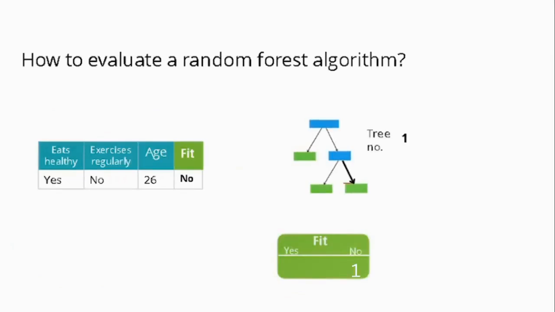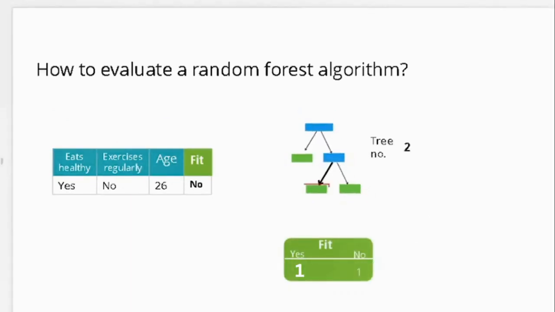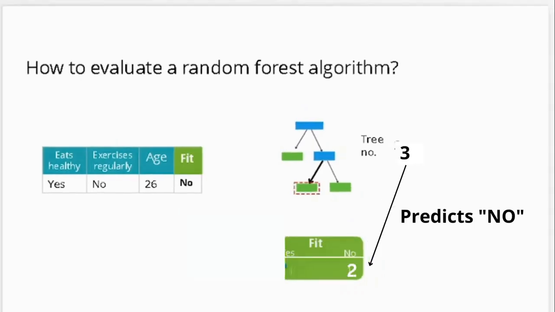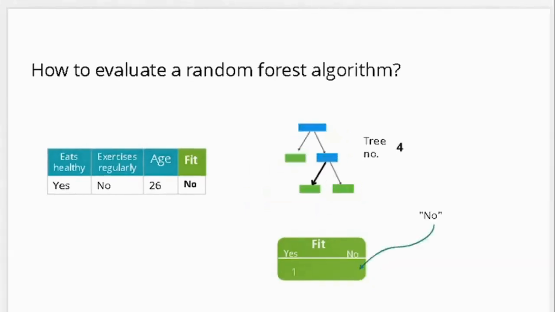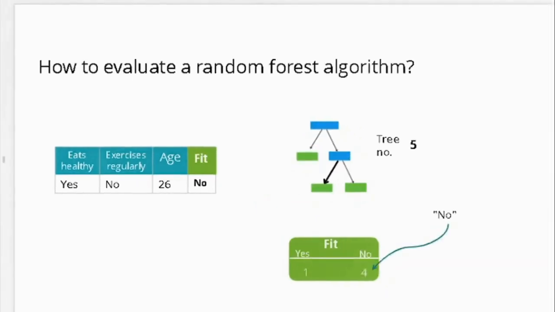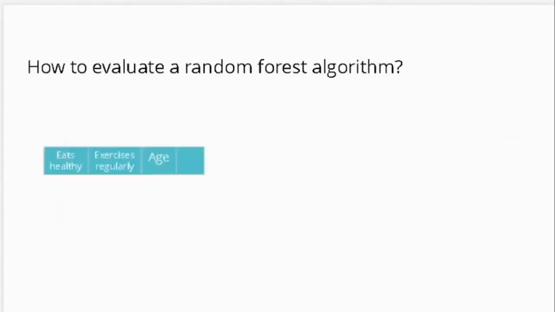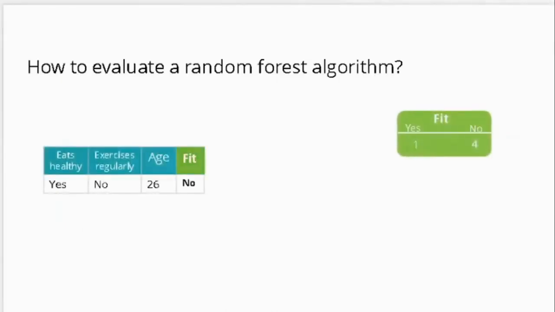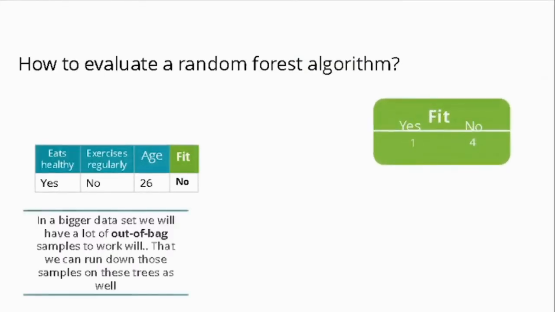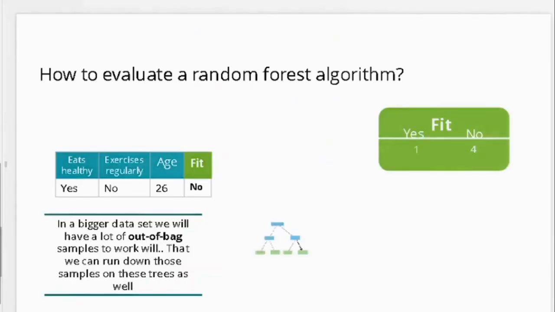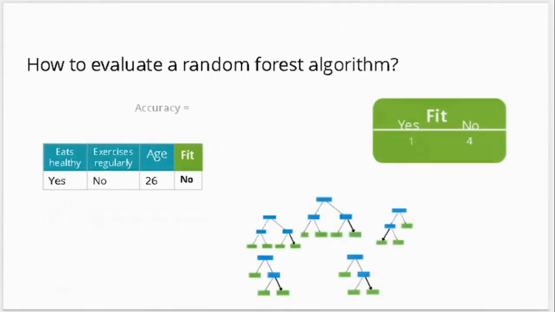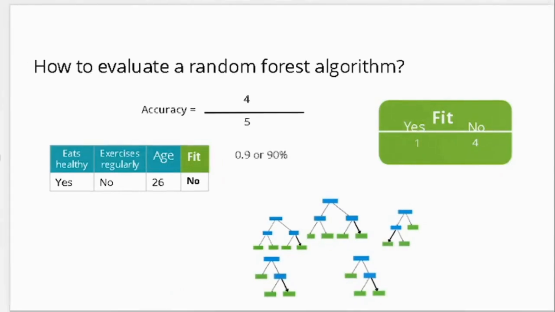So tree number 1 predicts no. Tree number 2 predicts yes. Tree number 3 predicts no. Tree number 4 predicts no. And tree number 5 predicts no. So by majority voting, they have predicted the output as no. We want to see how accurate their predictions are, so we will proceed to check their accuracy scores. In a bigger dataset, we will have a lot of out-of-bag samples to work with that we can also use to run down those samples on the trees. So we calculate accuracy by taking the correctly classified outputs and dividing them by the total number of outputs. Here in this case, the accuracy will come out to be 90%.